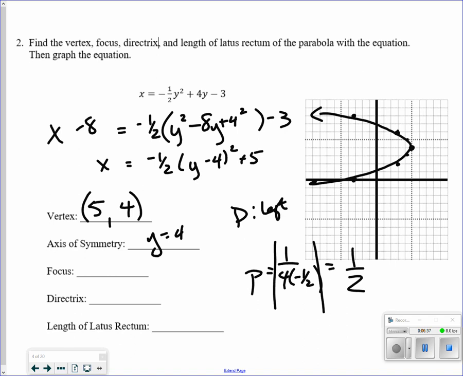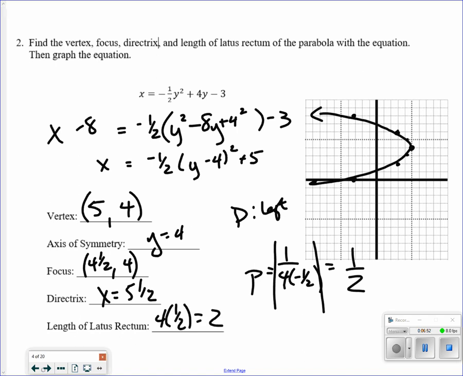So that means I'm going a half away from the vertex. So if I went a half to the left and drew a point, it'd be at 4.5, 4. If I went to the right a half and drew a line, and then the length of the latus rectum is always 4p. So the length of the latus rectum is 2.